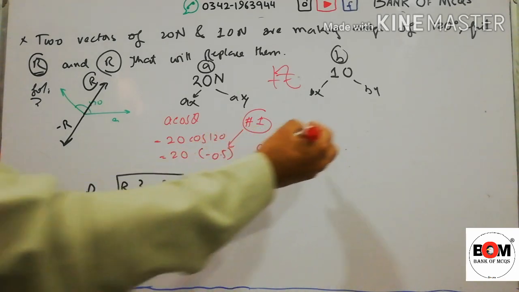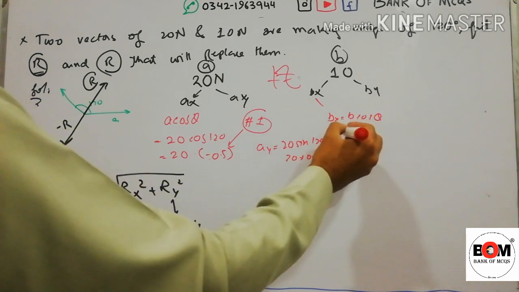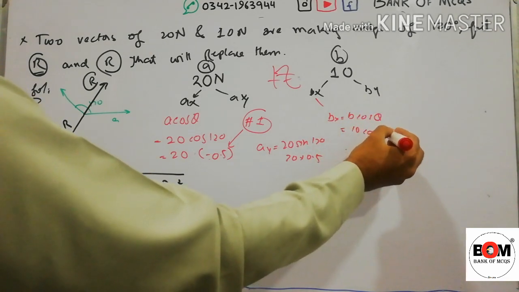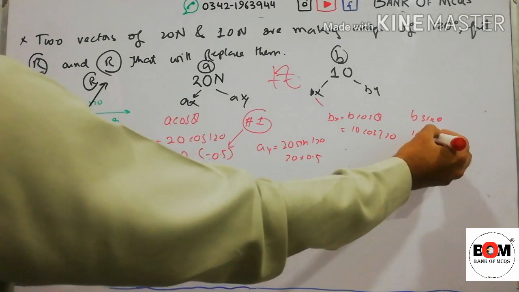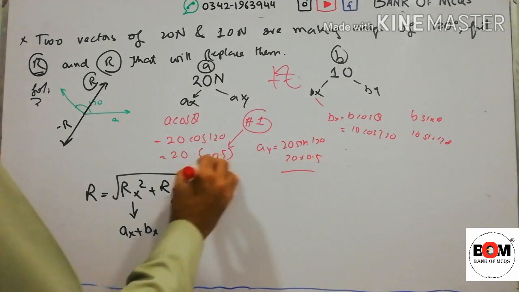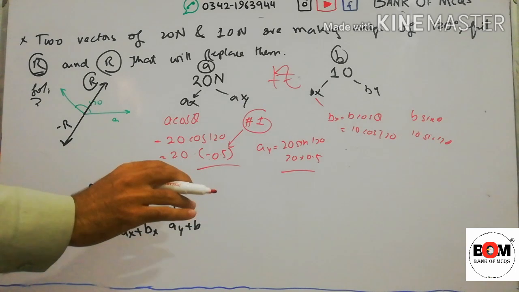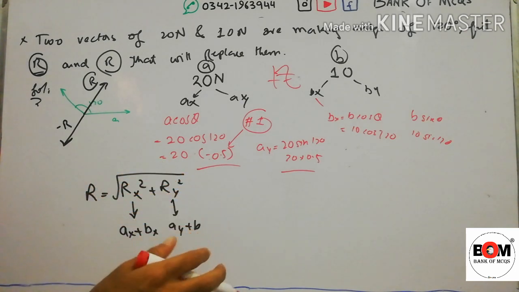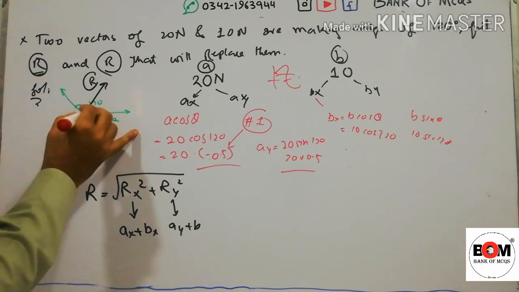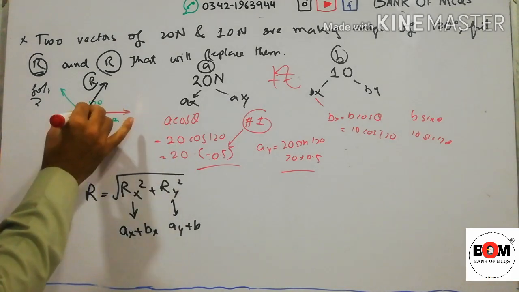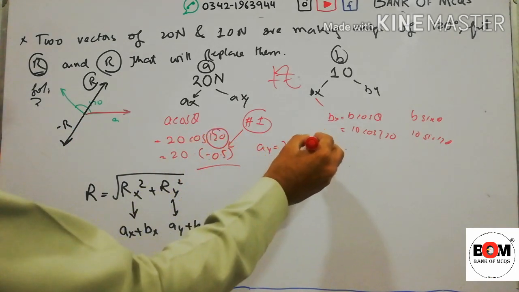In this case, same as for bx, where bx is equal to b cos theta, where b is 10 and theta is 120, so cos 120, and by is equal to b sin theta, where b is 10 and theta is 120, so sin 120. So putting in the values, we will get them here. For f1, as we draw it on the x-axis, this angle will be 0. So in this case we will put the angle as 0 in both cases.